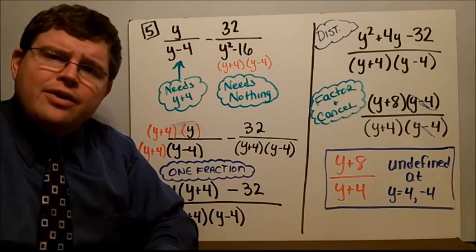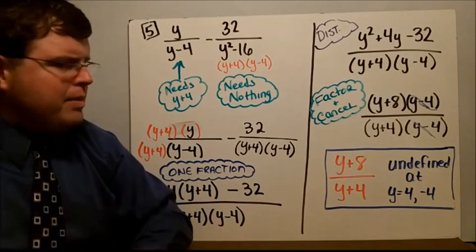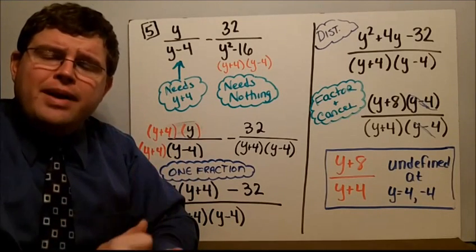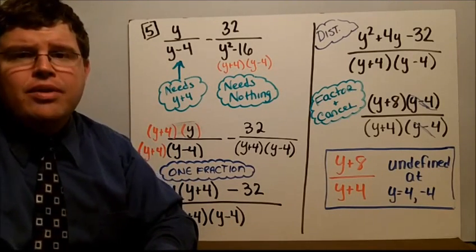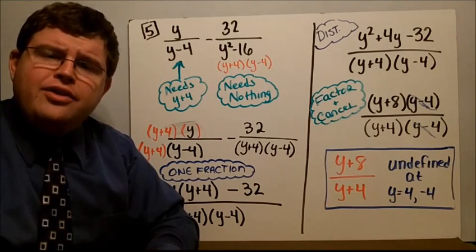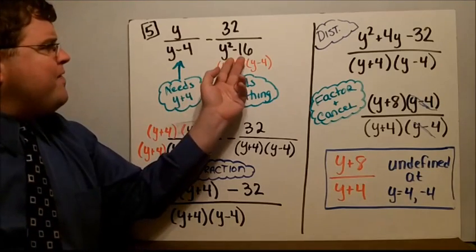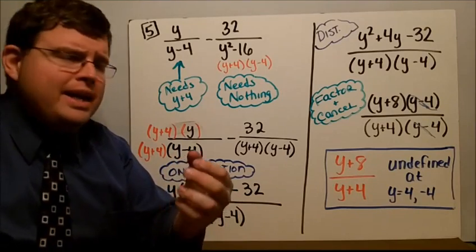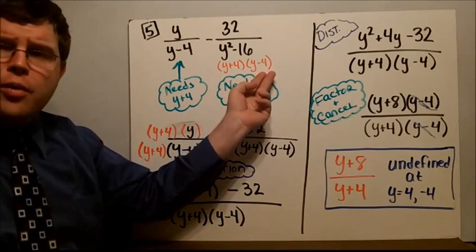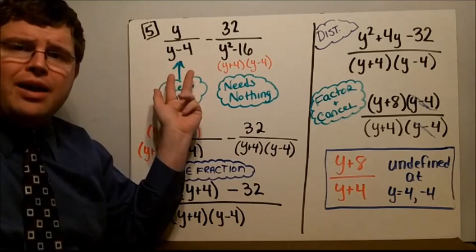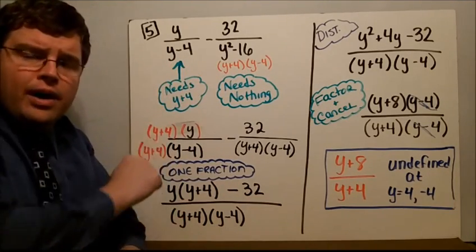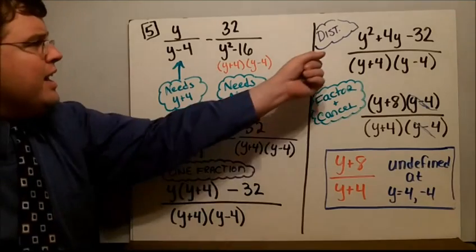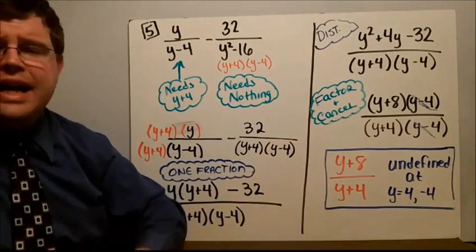Don't forget the undefined or excluded values. Y cannot be positive or negative 4. Now, there was just a lot of information that I shared with you, especially in the last example. Just remember, when you add or subtract, you need a common denominator. Begin by factoring the denominators and seeing what terms each of them needs. This one had a y plus 4 and a y minus 4. This one here only had y minus 4, and so I gave it the other one in the numerator and the denominator. Then I distributed, combined like terms, factored, and canceled.